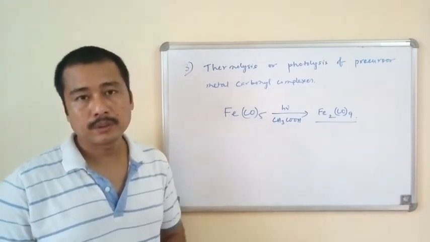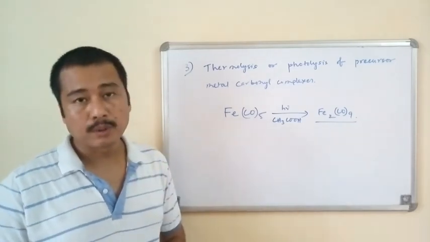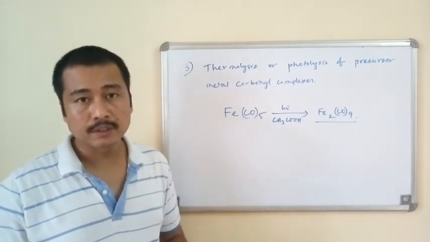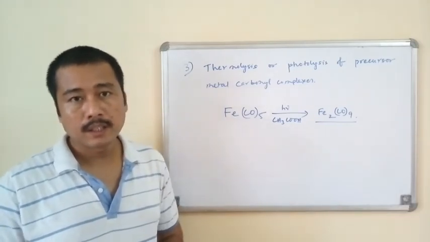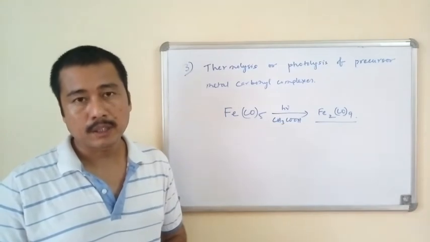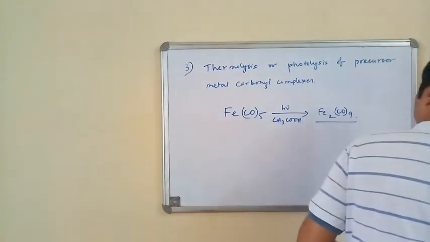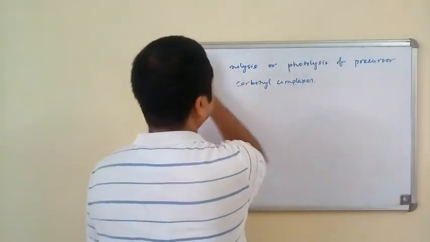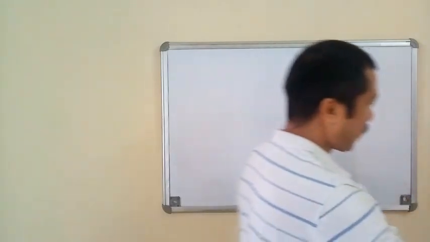So we have now seen all the methods of preparation of metal carbonyl complexes, essentially three methods of preparation. Now we'll go on and see the kind of reactions that metal carbonyl complexes undergo, or the reactivity of metal carbonyl complexes.